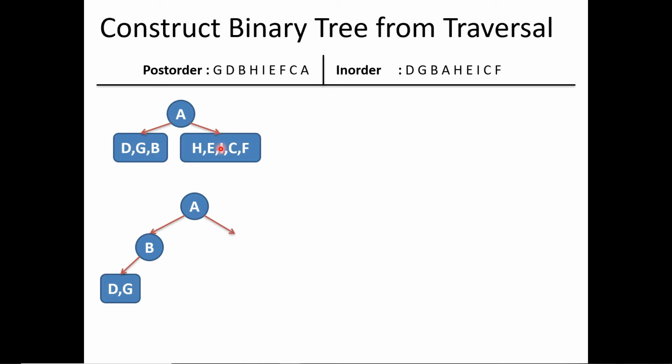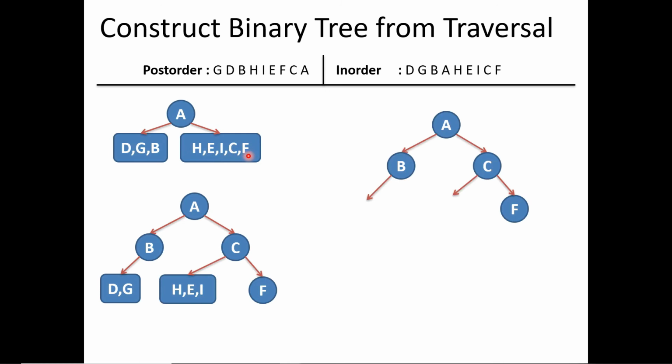Now from this subtree we have to find the parent node. So HEICF. From this, C is coming first from the right side. So C becomes the parent of this subtree, and the left part of this node becomes HEI and the right part of this node becomes F, right? So this much portion is completed over here.